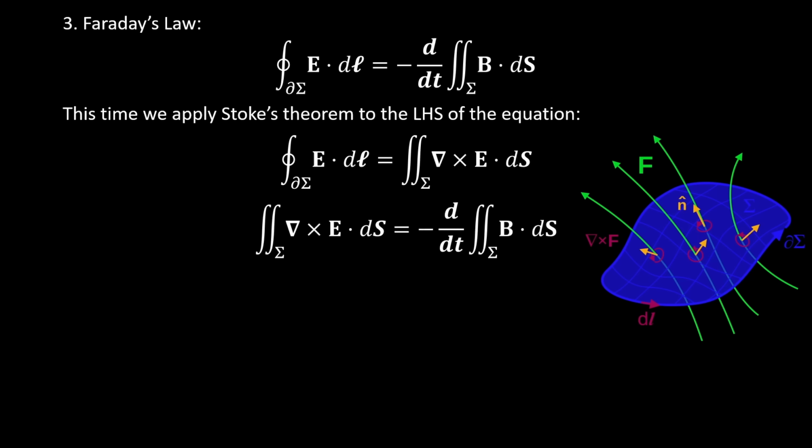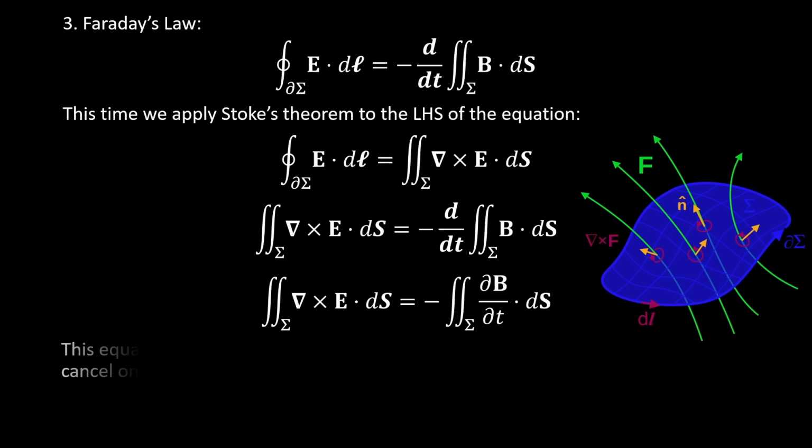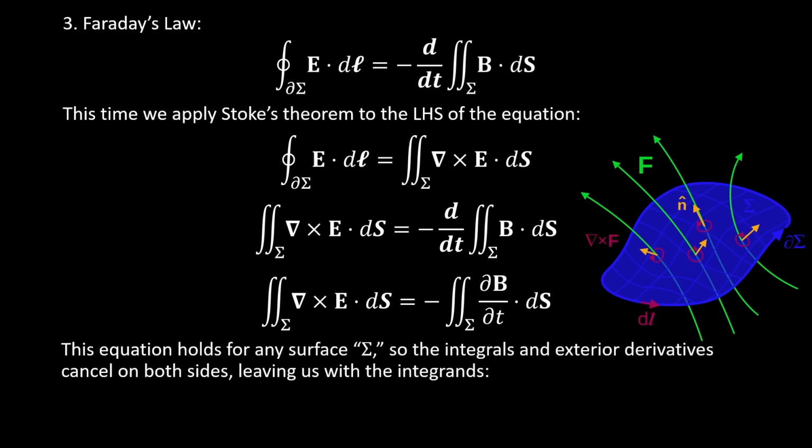This total derivative in respect to time, when pushed into the magnetic field of the integrand, becomes a partial derivative in respect to time. This equation holds for any surface sigma, so the integrals and exterior derivatives, or the differentials as we shall call them, cancel on both sides, leaving us with the integrands themselves. So this tells us that the curl of the electric field, or the rotation of the electric field, is proportional to the velocity of the magnetic field itself, exactly minus its velocity.